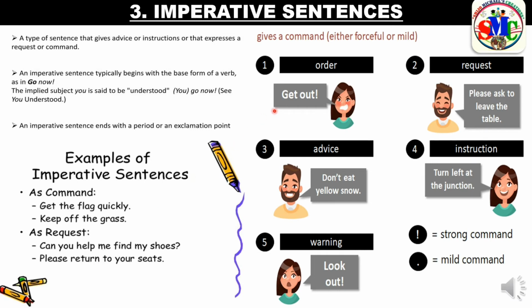Now we can see what the different types of imperative sentences are. First one, order, that is, get out, come in, etc. Request, please ask to leave the table, may I come in, etc. are examples of request. Next, advice, don't eat yellow snow, don't take that, etc. are examples of advice. Instructions, turn left at the junction. That means giving an instruction is also a part of imperative sentences.